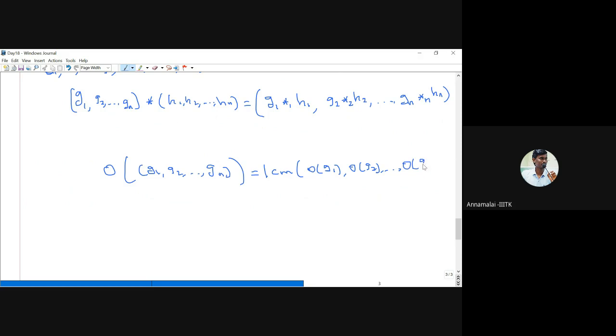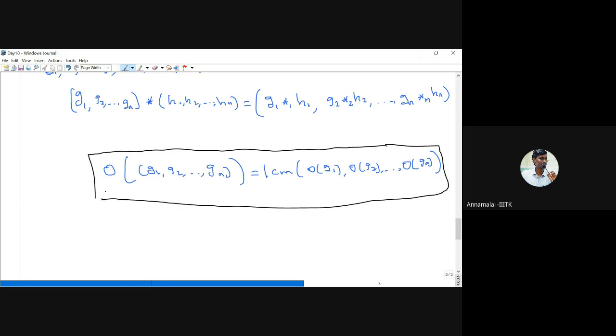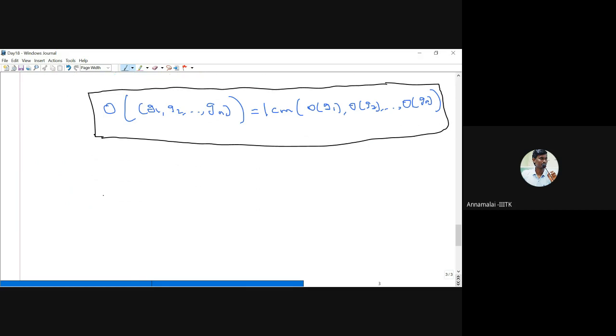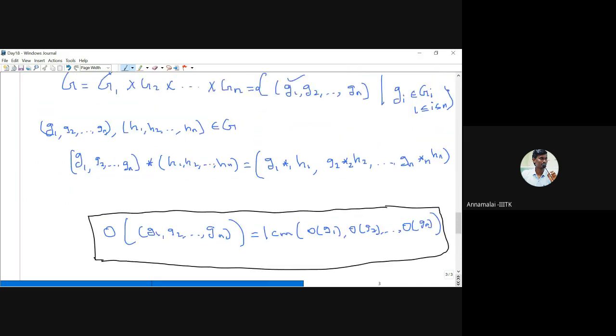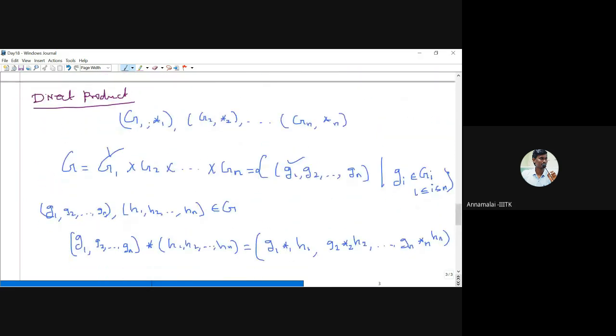We have to find the order of each element and then take the LCM. That is the order of the n-tuple (g1, g2, etc., gn). It's a very important result. So the order of a tuple, maybe an n-tuple or a two-ordered pair, should be the LCM of each order. Now we have defined the direct product of two groups, and this forms a group with respect to the corresponding operations of the groups.